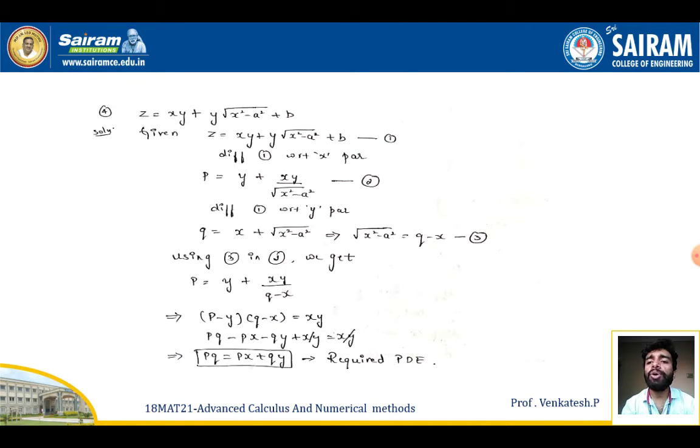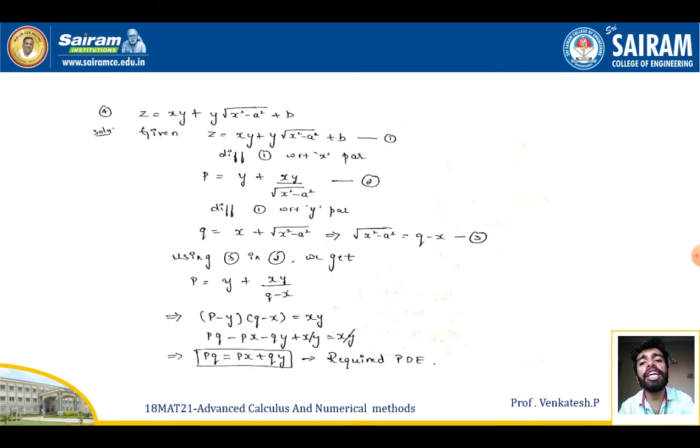One more, z is equal to xy plus y into square root of x square minus a square plus b. Same thing here, take the equation as z is equal to xy plus y into square root of x square minus a square plus b. Call it equation number 1.